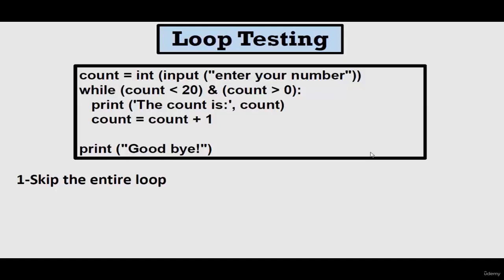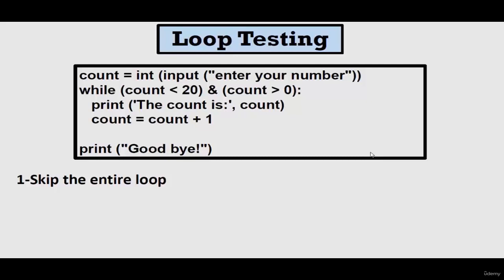Then, while count is smaller than 20 and count is greater than 0, this means while the number is between 20 and 0, like 5, 9, 12, print the count is count. So if I write down 5, it will print the count is 5. Then count equals count plus 1.